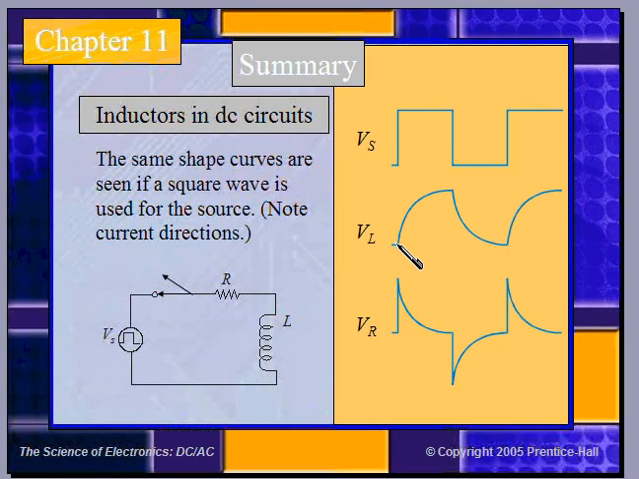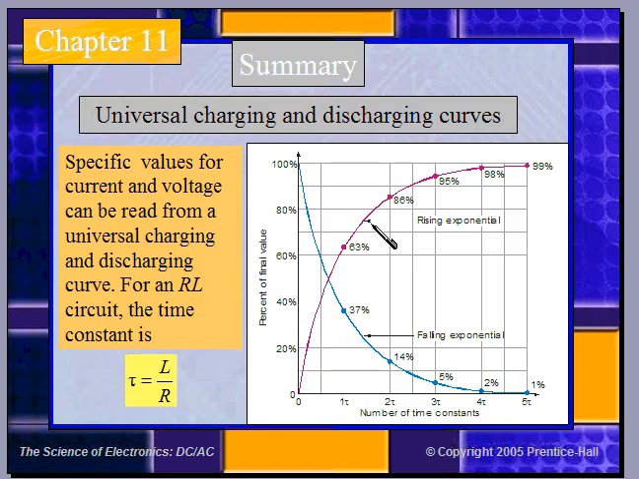Inductors in DC: the voltage across the inductor exhibits the same type of pattern as the charging voltage on the capacitor, and the resistor voltage always follows what the current is doing. Here we have an increasing exponential and a decreasing exponential, same percentages. Specific values of current and voltage can be read from the chart. The time constant is equal to L over R, unlike the capacitor where it's R times C. This one's L over R.